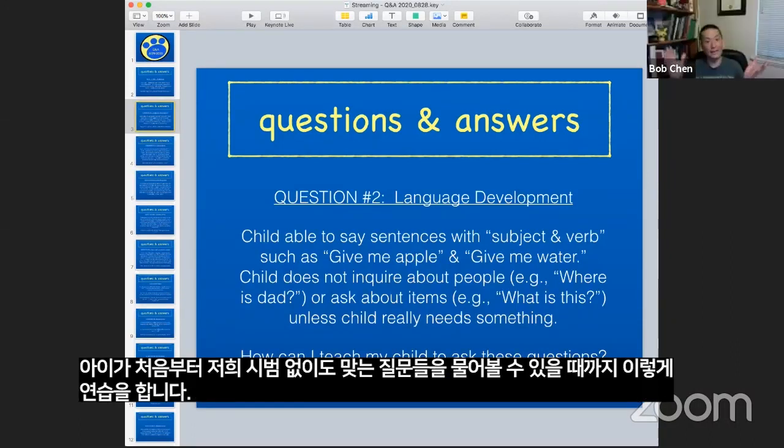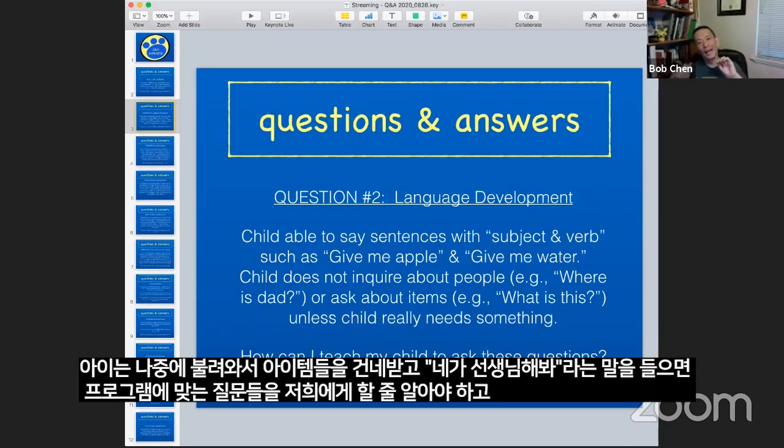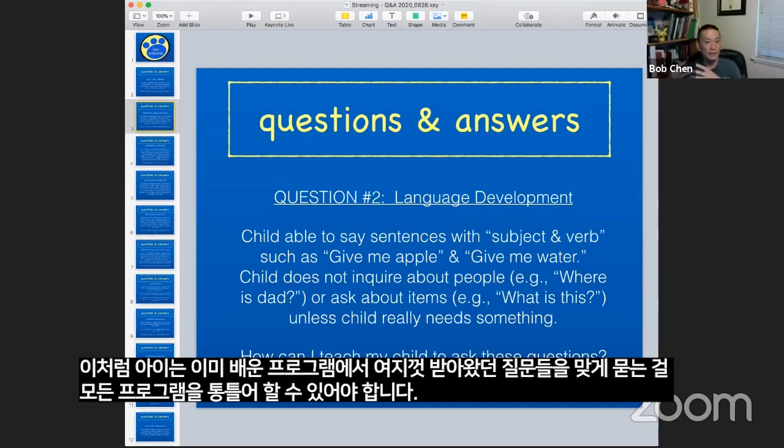And we do that until the child's able to do it without us modeling it at the beginning, where we can just call them over, give them the items and say, okay, you be the teacher. And then they ask us all those questions from all the programs that we've already worked with them on. And then they're able to respond, that they can ask us the same questions.